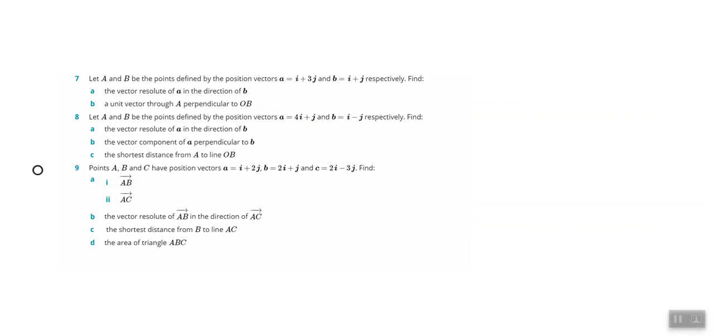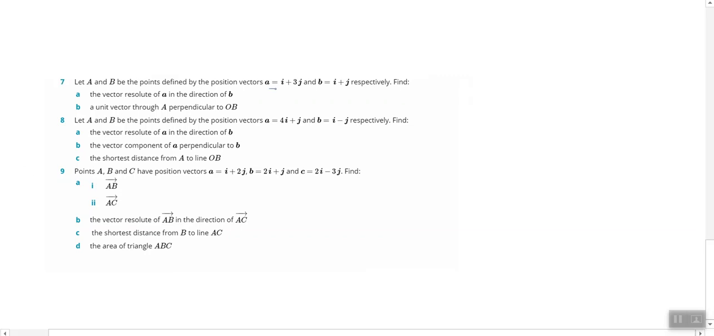So what's happening in question 7 is you've got two vectors, A and B, and they're position vectors, meaning they start from 0, point 0, okay, that's important. And we're trying to find the vector resolute of A onto B. So what that means is you've got a vector A. Now, A's in this direction and B's in this direction, so that's vector B.